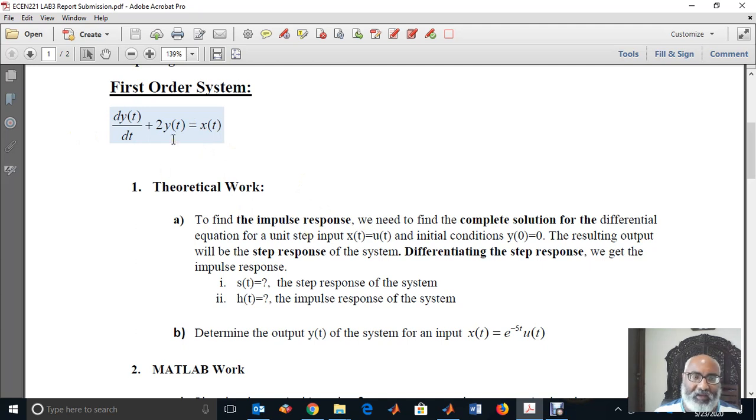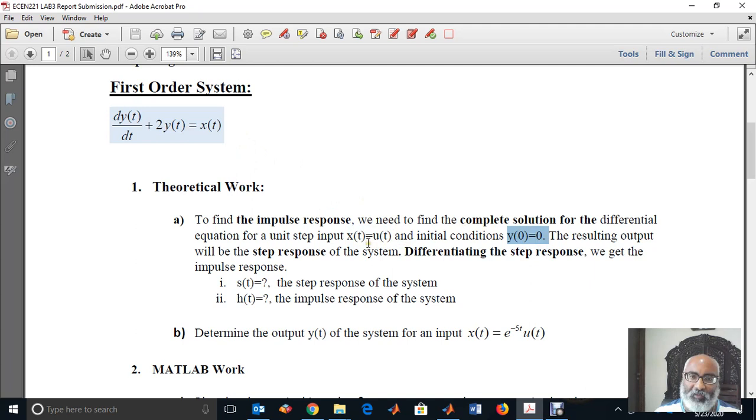First, you find the step response. What is the step response of the system? The step response of the system means the response of the system when the input is the unit step function. So you give x of t equal to u of t. And because it's a first order differential equation, to get the output y of t, you need the input and the initial condition. The initial condition is y at 0 is equal to 0.